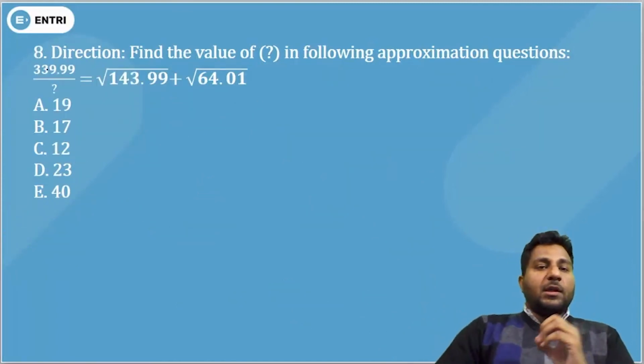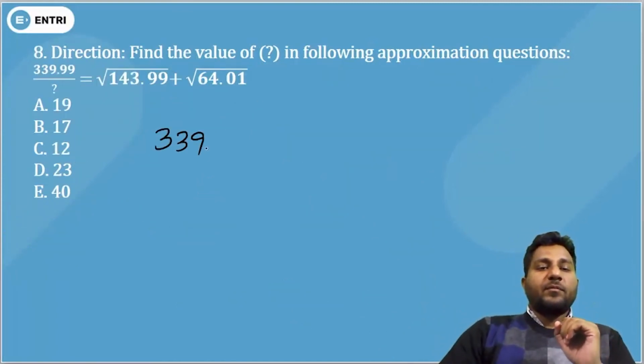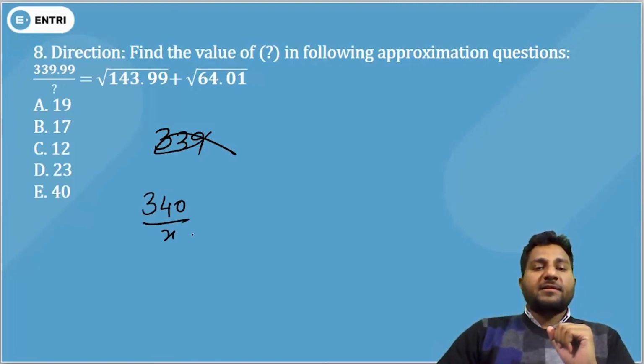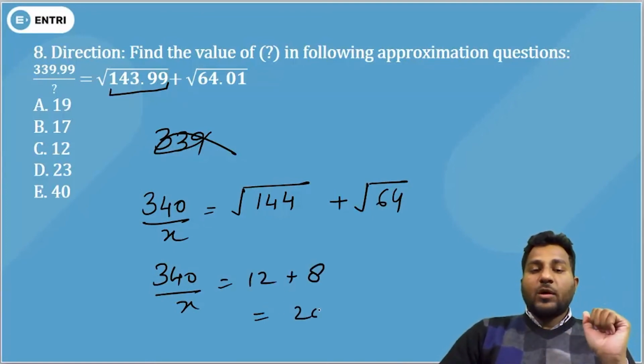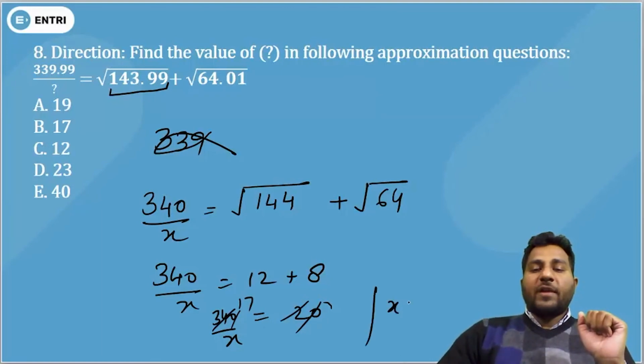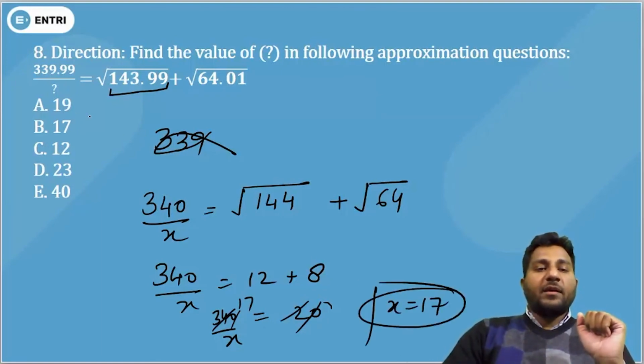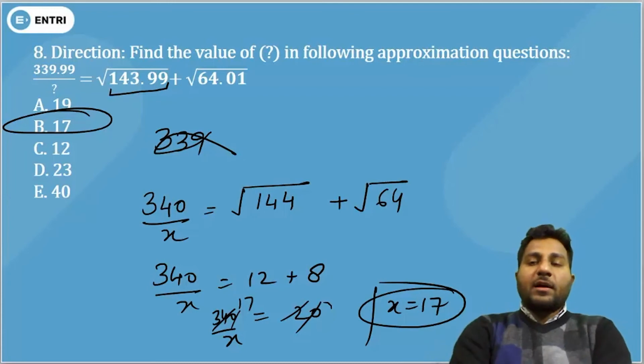Next, look at this, 339.99. That means you can suppose it is 340, by x equals, let's suppose this value as 144 plus 64. So let's solve this one. 340 by x is equal to 12 plus 8. 12 plus 8 is what? 20. 340 by x, that means your value will come as 17. So the value of x is 17. Okay, hence option B will be the correct one.